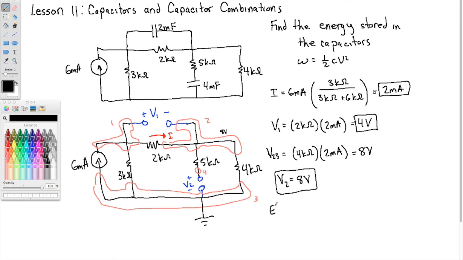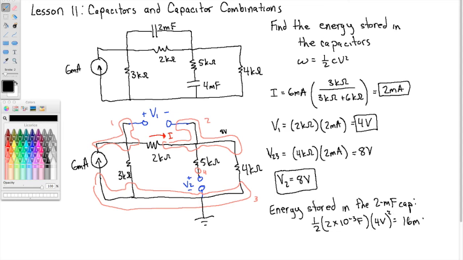So, the energy stored in the 2 millifarad capacitor is 1/2 times 2 times 10 to the minus third farads times 4 volts squared. Right, so that is 16 milli, and what was the unit for energy? Joules.